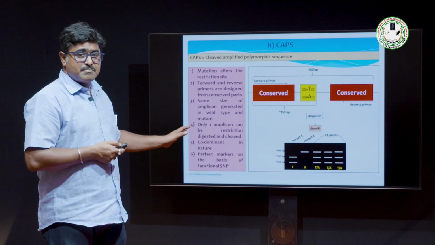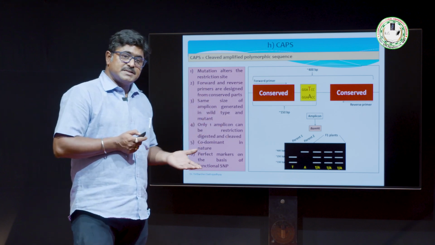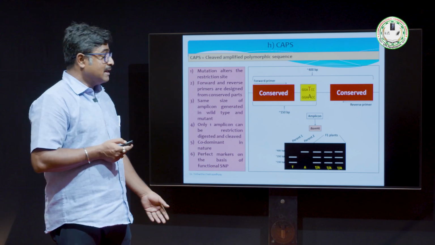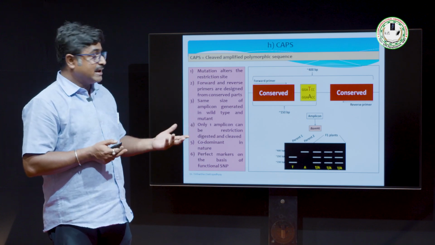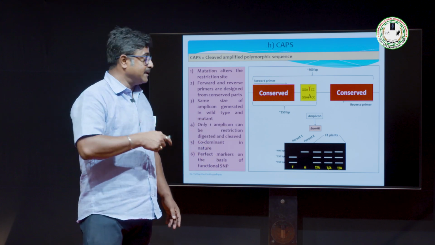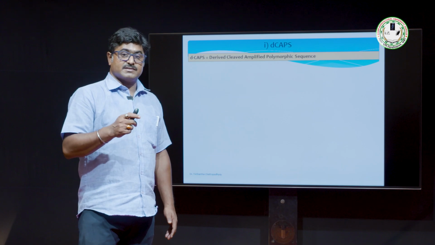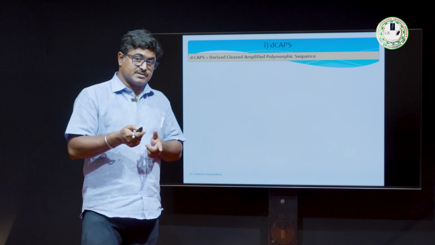This is a little bit cumbersome because you have to do the PCR, then digest the PCR product, and then run the gel. And second, if you are not lucky enough, the sequence change may not be a part of a restriction site. So what happens if the sequence change is not a part of the restriction site? Can we make it a part of the restriction site, right?